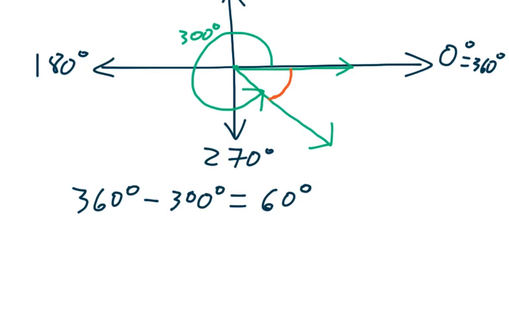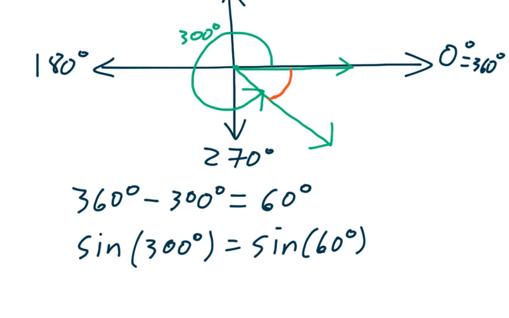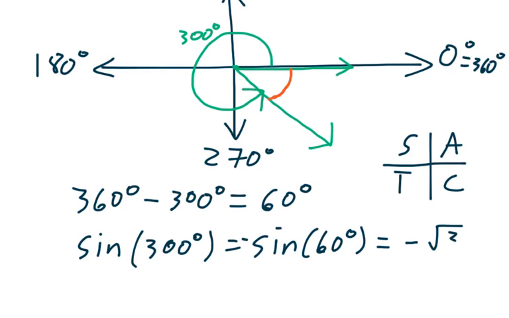Now, what does that tell us? That tells us sine of 300 degrees is equal to sine of 60 degrees. But again, you have to remember also, in quadrant 4, the only one that's going to be positive is cosine, right? Remember, all students take calculus. We're here now, right? Only cosine is positive. So that tells us sine has to be negative. So we're going to get negative radical 3 over 2. Again, sine of 60 degrees is radical 3 over 2.